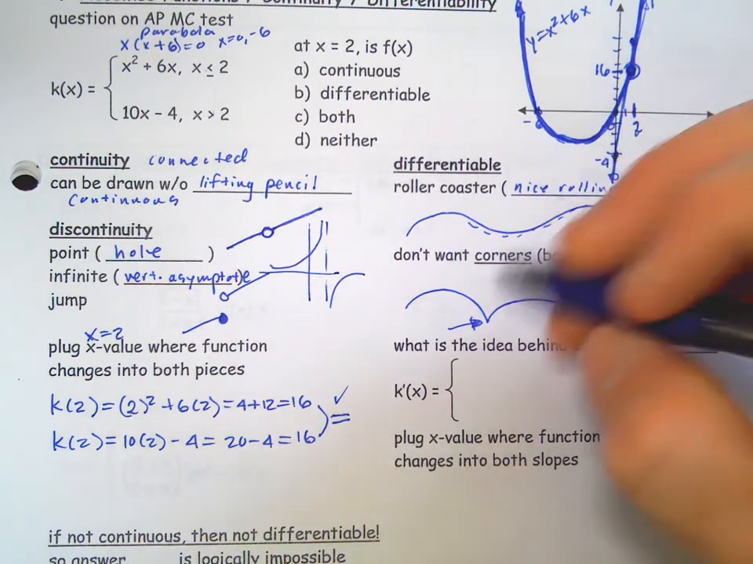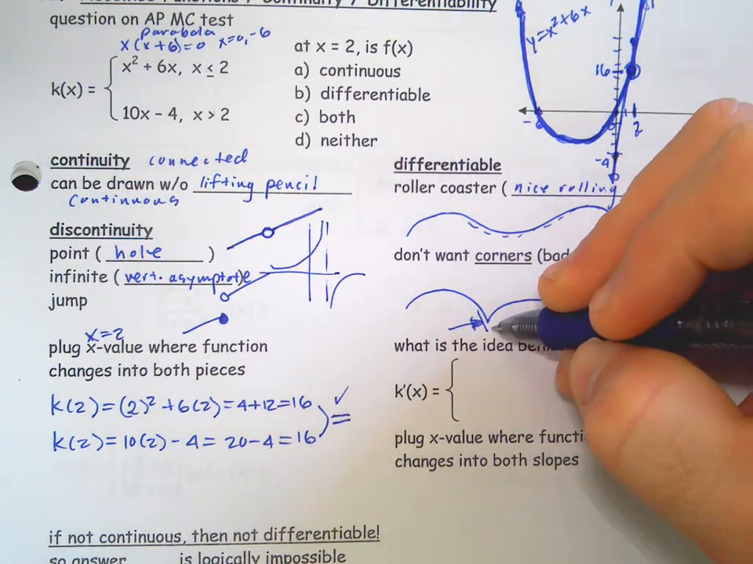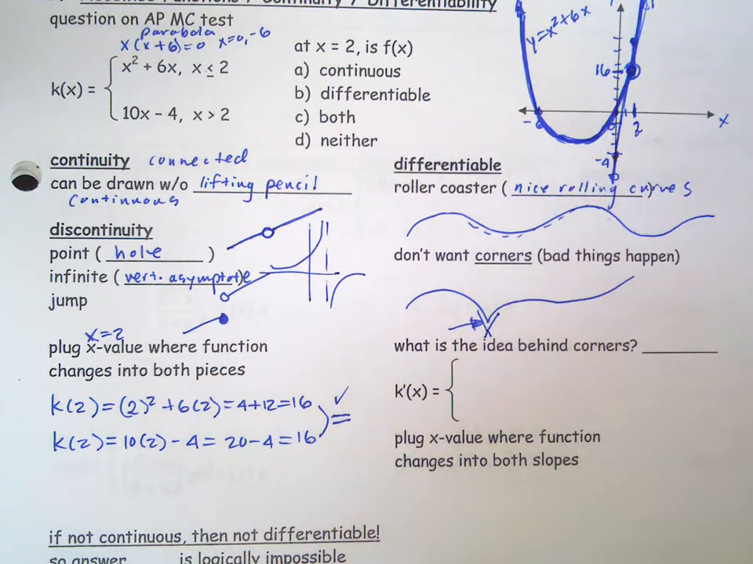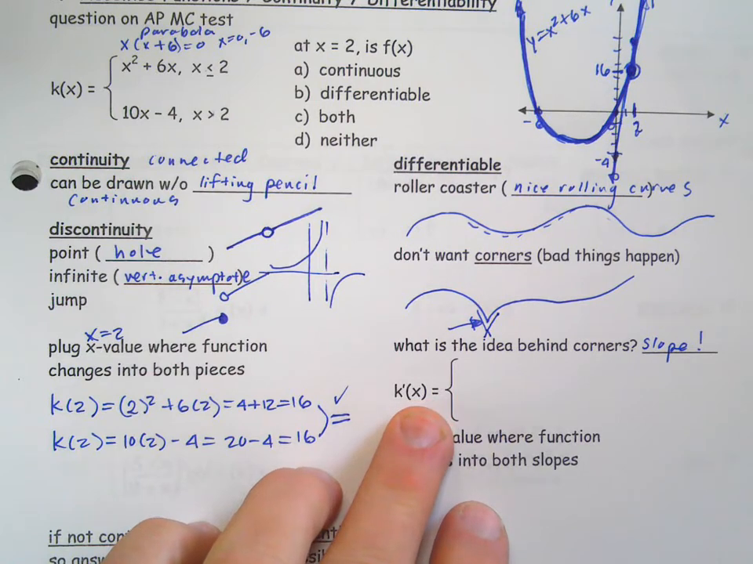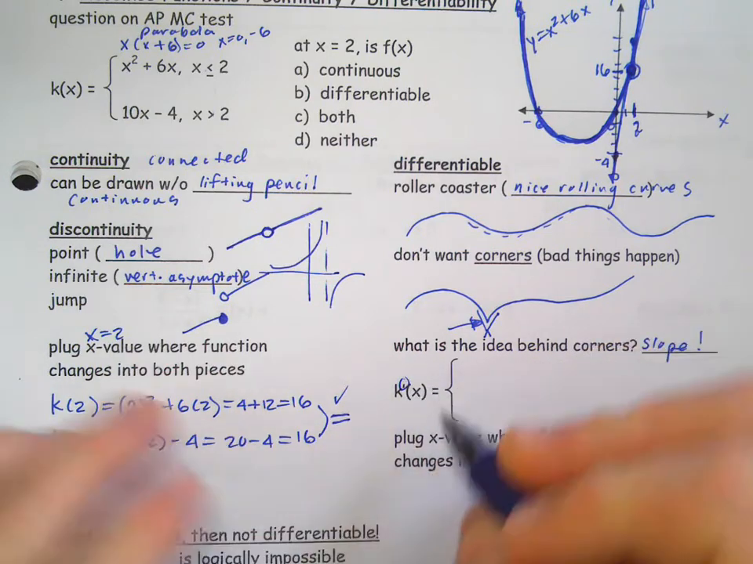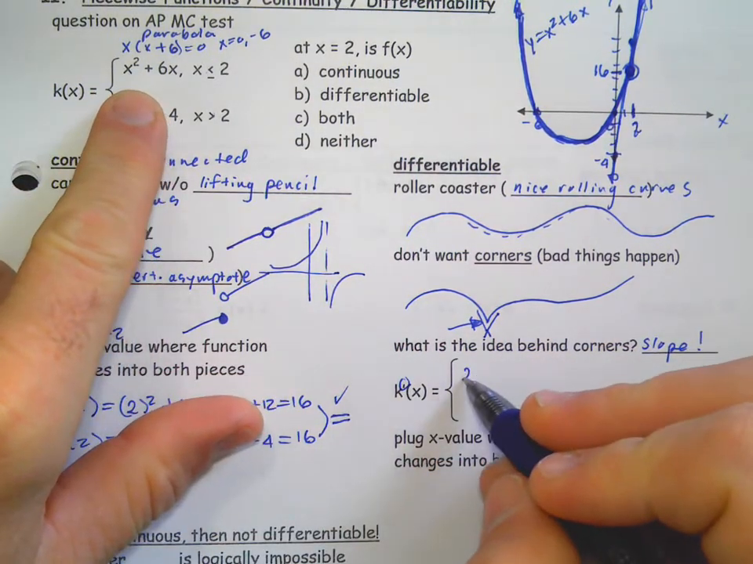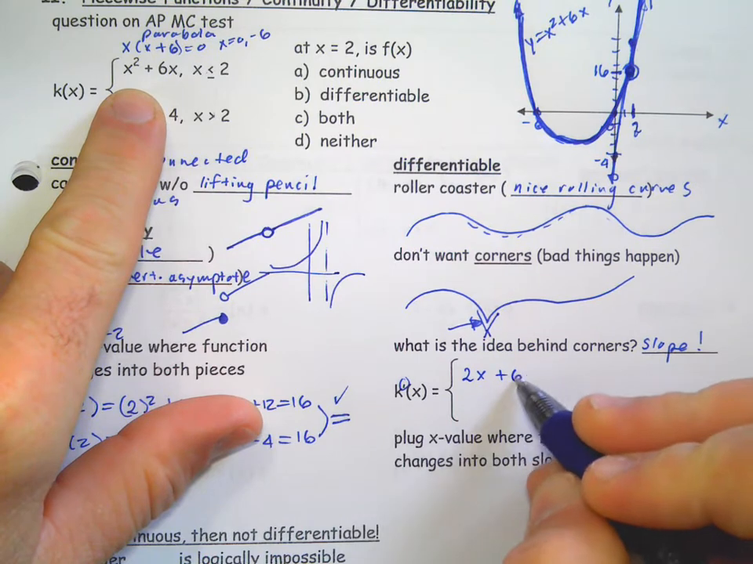No, nothing drastic, but here the slope is going from here to here, and if you get a sudden change in slopes, then you're going to get a corner or some kind of sharp piece of graph. So the idea behind it is slope. Now we can actually find a slope function for a piecewise function, a derivative, k prime. So we could do the derivative of each part, 2x plus 6, power rule.